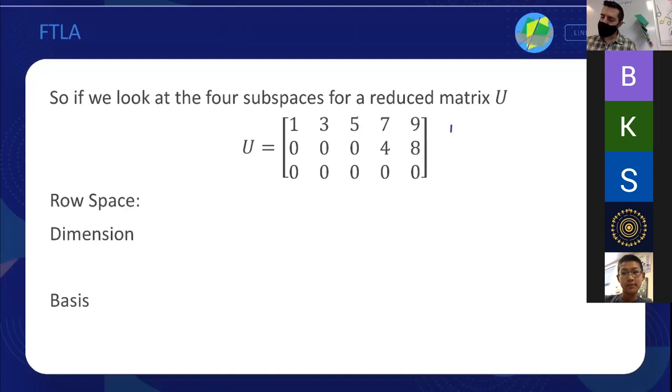First thing is I should be able to tell the rank from U really easily. Rank here is 2. There's a pivot in column 1, a pivot in column 4. Which means the dimension is the rank for a row space. It's 2. Meaning if I'm coming up with a basis for the row space, I need 2 independent vectors for which all the other vectors in that space would be linear combinations of those 2.